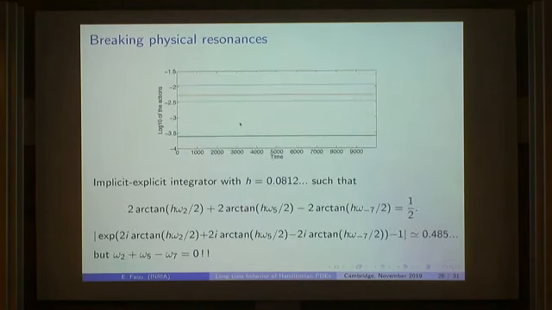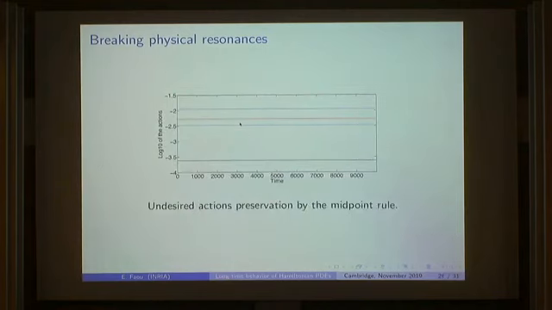Okay, and now this is the implicit explicit integrator, but it has completely killed the energy exchanges. And why? Because now if you take this h, you calculate arc tangent, this is 1/2, and now this small denominator with the exponential should be 0 to reproduce the energy exchange, and it is not 0, so in fact you can average. So the implicit integrator has broken the physical resonances. And this is the same for the midpoint rule.